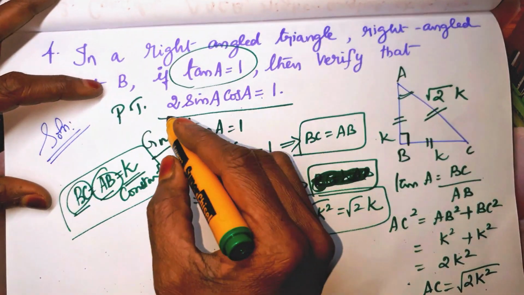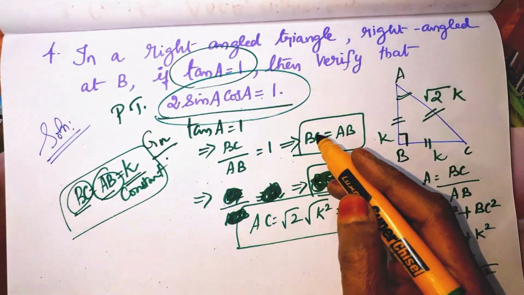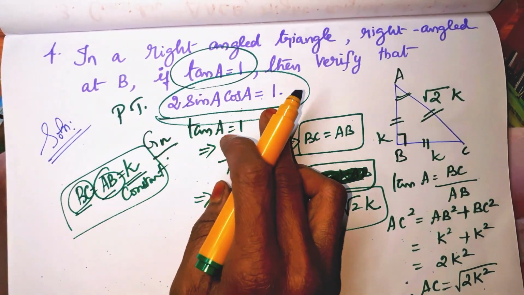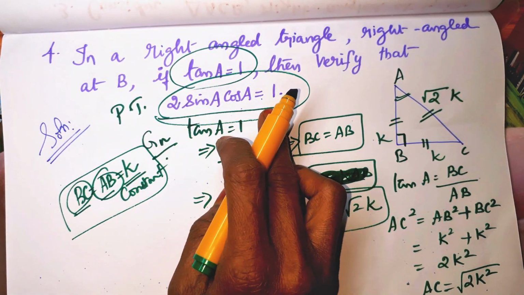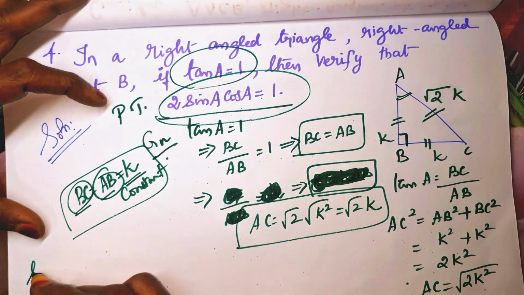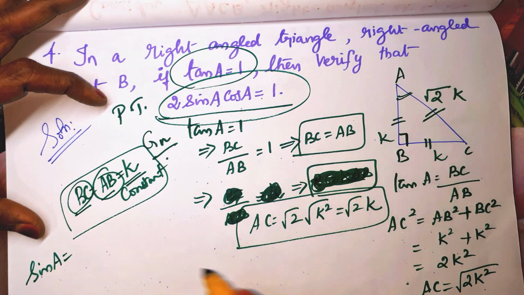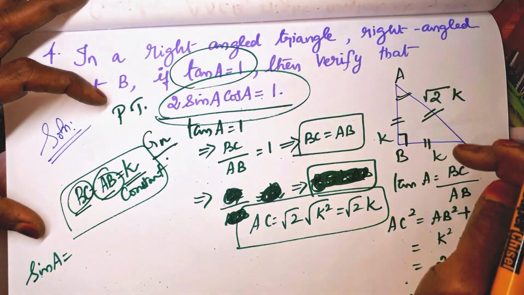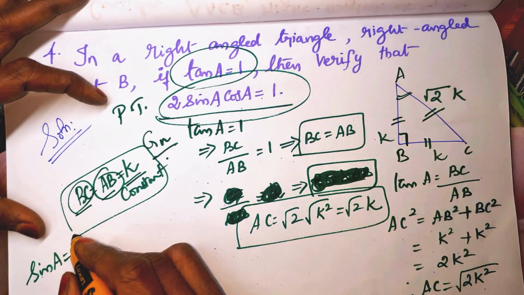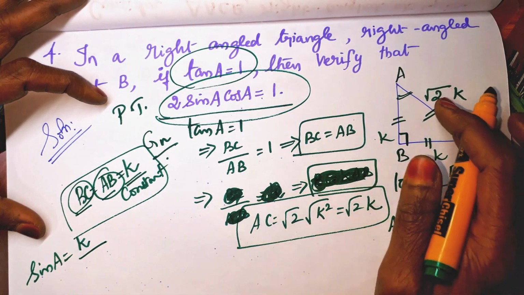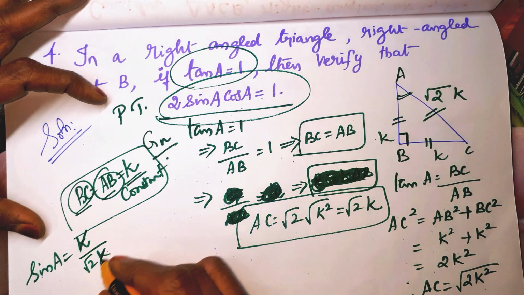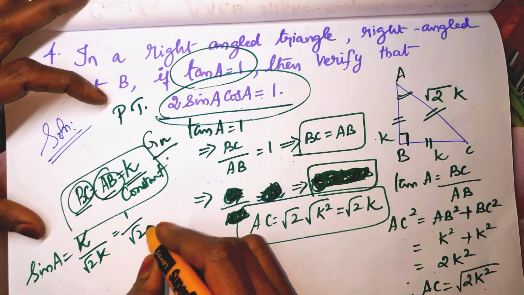Now come to the expression we have to prove. What we have to prove? 2 into sine A into cos A equal to 1. Am I right? So for that what we have to calculate? Sine A and cos A. Sine A first. Sine A is equal to opposite side by hypotenuse. What is my opposite side? K, by hypotenuse root 2K. K we can cancel, so it is 1 by root 2.